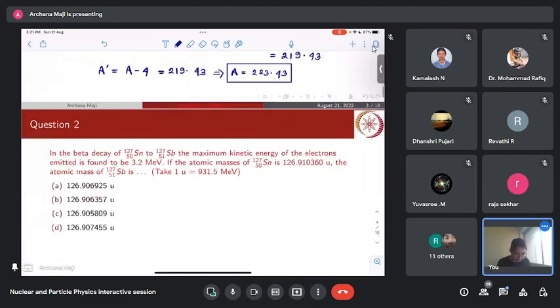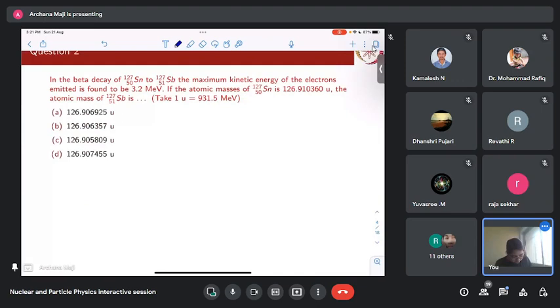In the beta decay of Sn to Sb, the maximum kinetic energy of the electrons emitted is found to be 3.2 MeV. If the atomic mass of Sn is this, what is the atomic mass of Sb, which we have to find out.